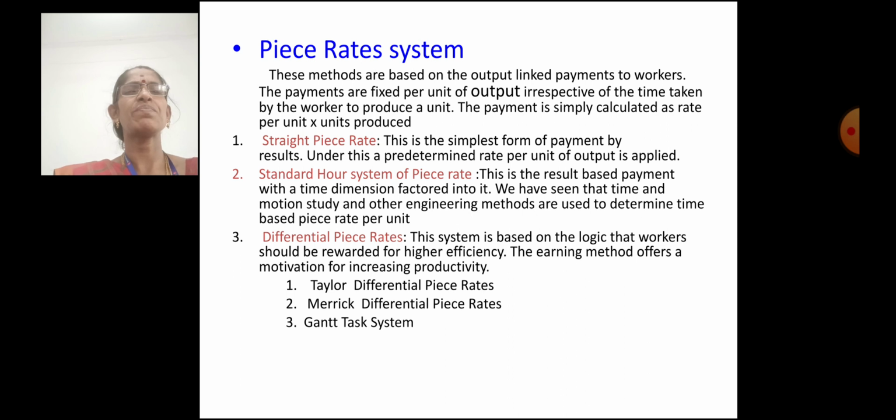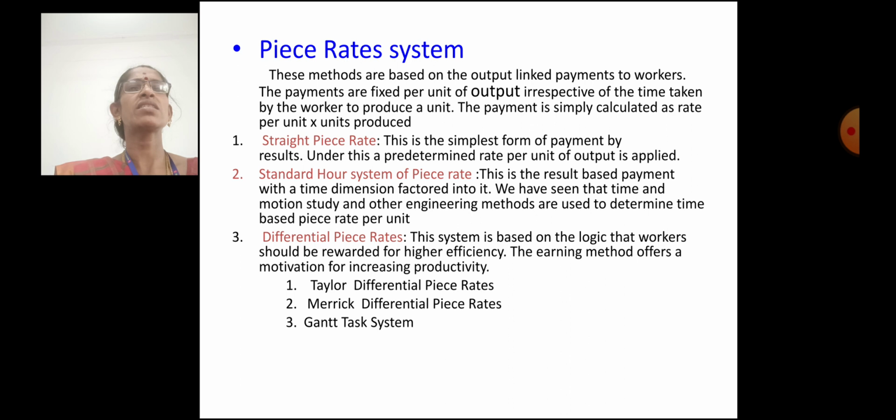Piece rate system. These methods are based on output linked payments to workers. The payments are fixed per unit of output irrespective of the time taken by the worker to produce the units. They are calculated in a simple way. Straight piece rate. This is the simplest form of payment by results. Under this, a predetermined rate per unit of output is applied.